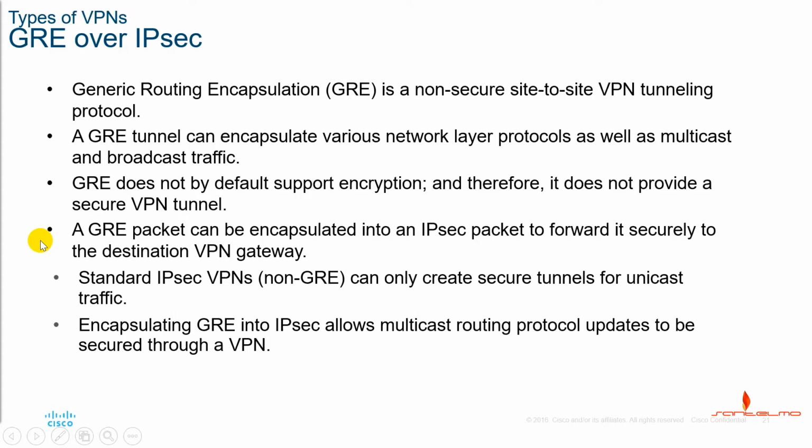Okay, so to solve this problem, we can encapsulate the routing protocol using a GRE packet, and then encapsulate the GRE packet into an IPsec packet to forward it securely to the destination VPN gateway. So encapsulating GRE into IPsec allows multicast routing protocol updates to be secured through a VPN. So we can combine GRE and IPsec to provide secure VPN connectivity.